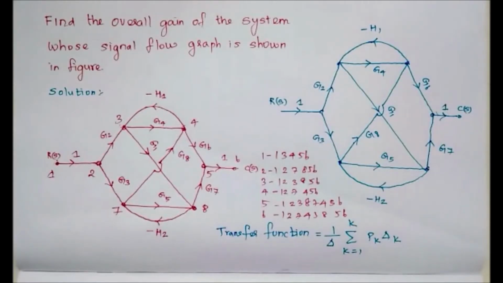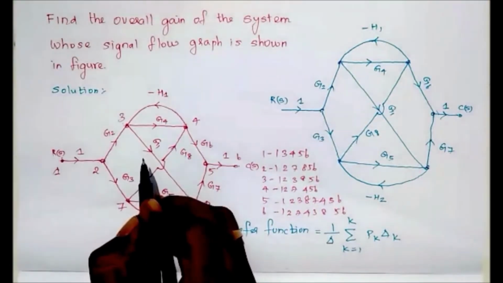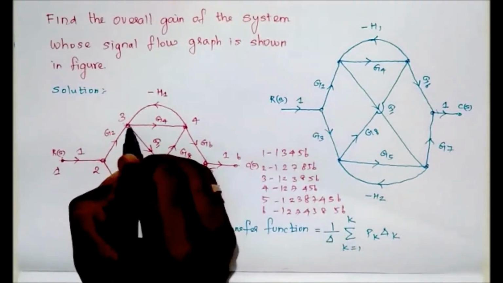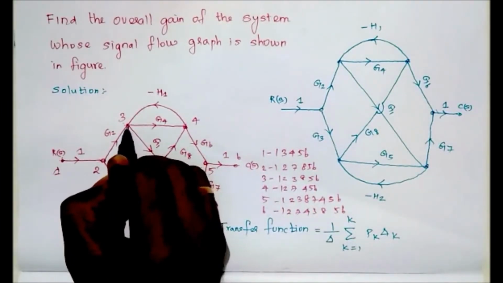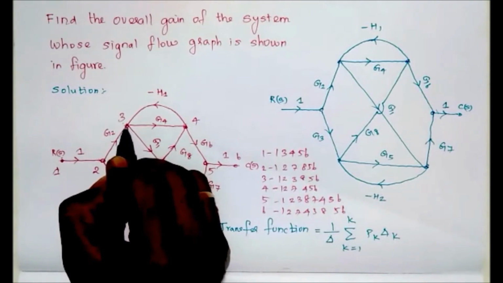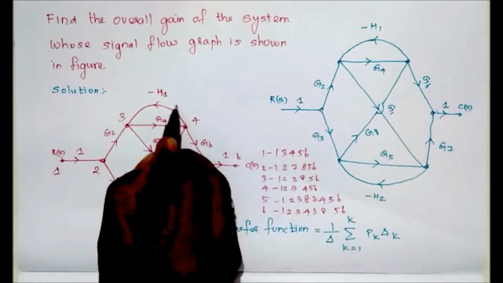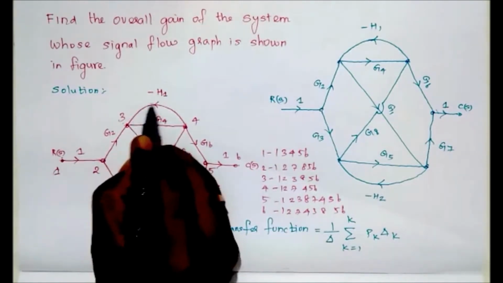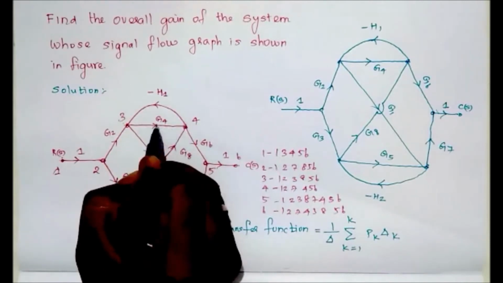Next, we have to identify the individual loops. A loop is nothing but a path that starts at a point and ends at the same point. Suppose the possibility of a loop is here, first possibility. Now this is node 3. So now it is going to 4. Again it is coming to 3. Therefore we can consider this an individual loop.